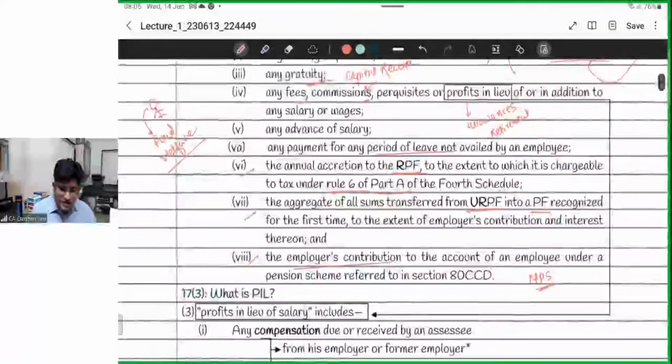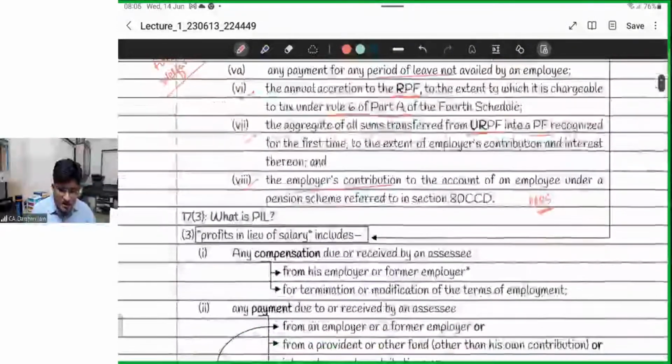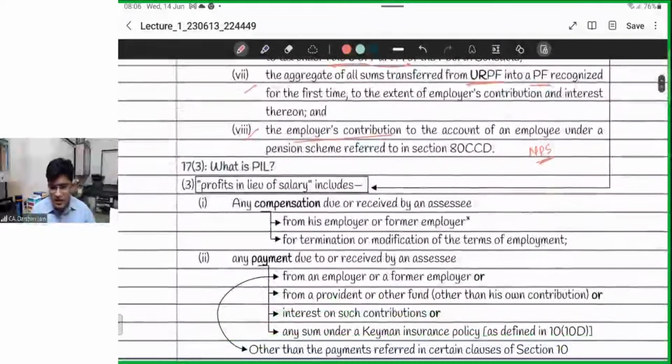Now, moving further, let's look at profit in lieu of salary. What is profit in lieu of salary? Profit in lieu of salary is specifically defined under section 17, subsection 3 of the Act. And again, it is an inclusive definition. You have got an inclusive definition of profit in lieu of salary.